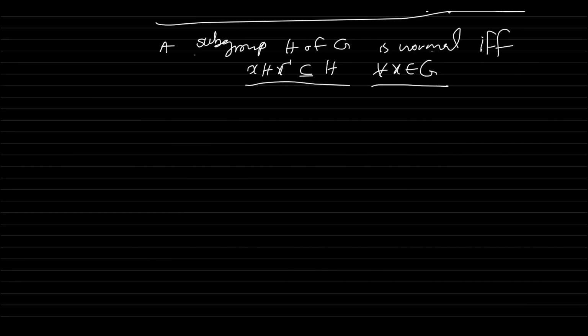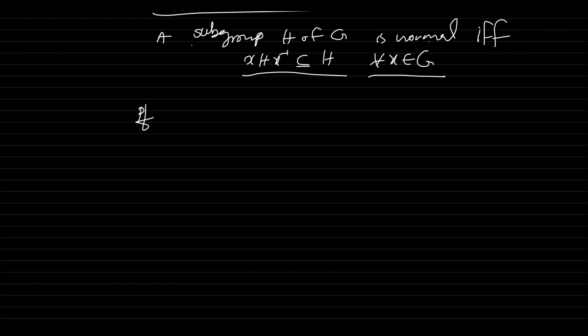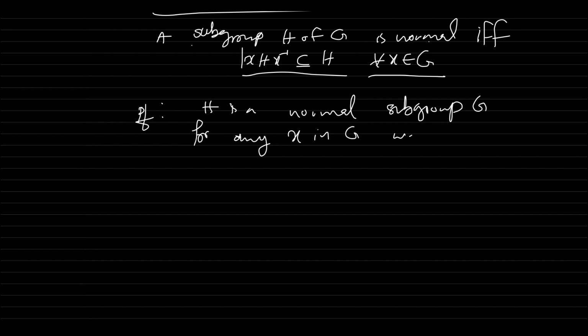So here we need to prove this result. For the proof, let's start with the part: H is a normal subgroup of G. Here we need to prove that xHx inverse is contained in H for all x in G. Since H is a normal subgroup of G, for any x in G, we have xH is equal to Hx.